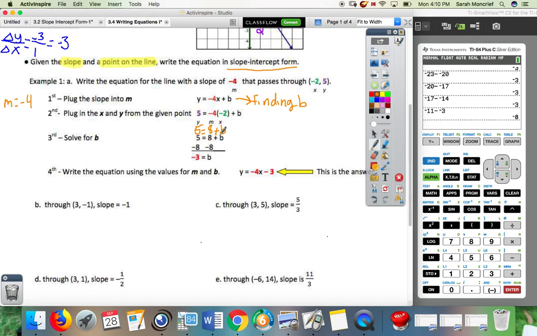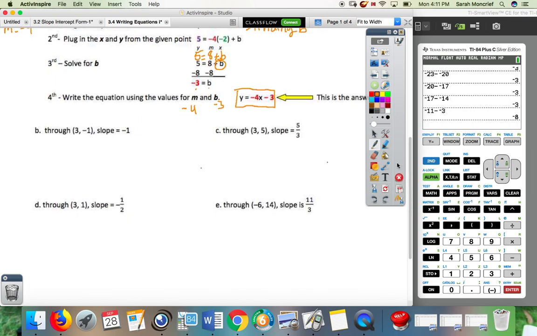So from here, we need to solve for b, which means we need to move the 8. We have a positive 8, so in order to move the positive 8, we are going to subtract it from both sides. So we have 5 minus 8 is negative 3. So negative 3 is equal to b. Now that we have m and b, m was negative 4 and b is negative 3, we can just plug those in and your answer should be y is equal to negative 4x minus 3.